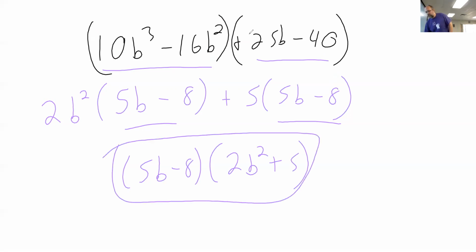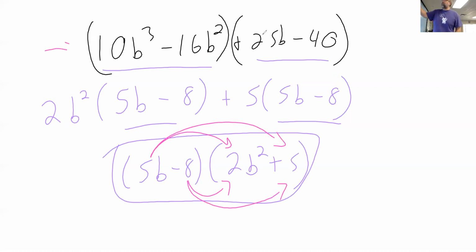And if you want to double check your answer, remember you can always redistribute. This is going back to our little idea of binomial times binomial. What we can always do is redistribute each of these terms, just like we did a few weeks ago, and you should get back to the original expression. So it should be the same. That's a way to double check your work.